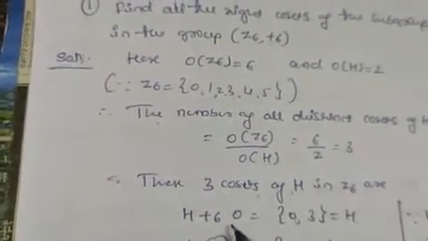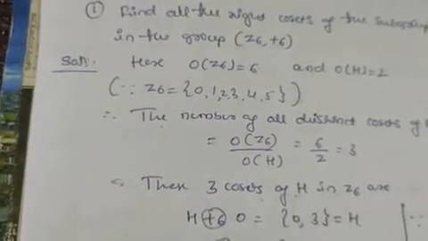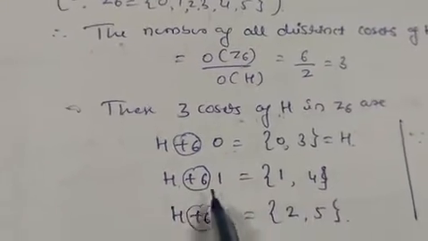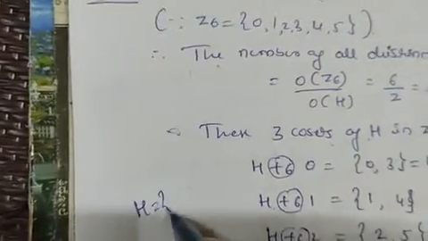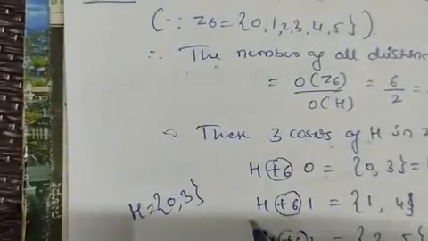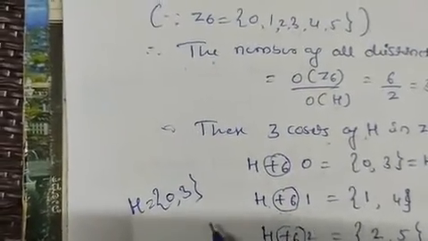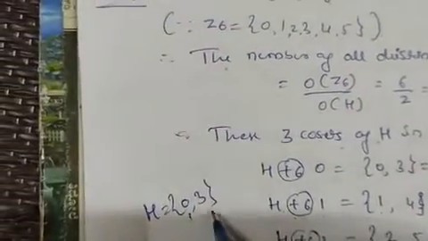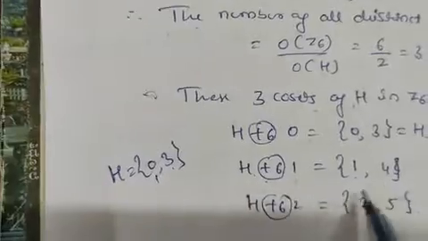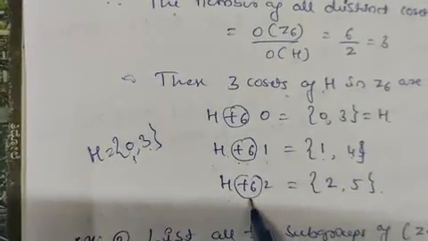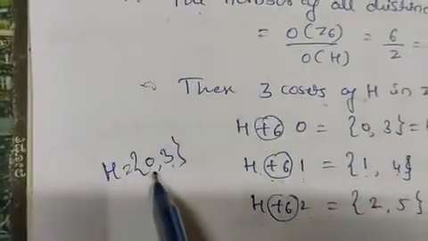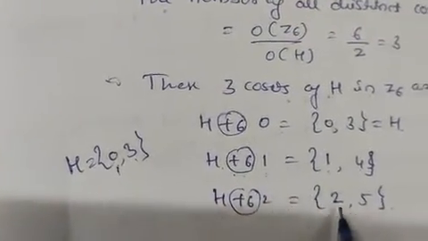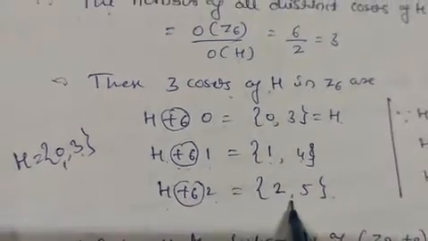We can write it like this also, so it becomes very clear. H under addition mod 6, 1: you know H is {0, 3}, so you have to add 1 to this. 0 plus 1 is 1, and 3 plus 1 is 4. Similarly, H under addition mod 6, 2 is obtained by adding 2: 0 plus 2 is 2, and 3 plus 2 is 5. So these are different cosets.